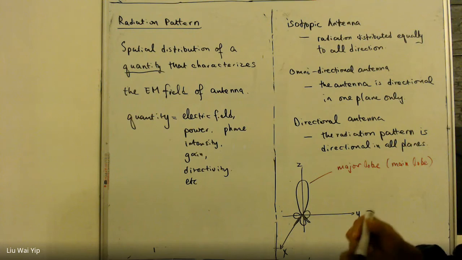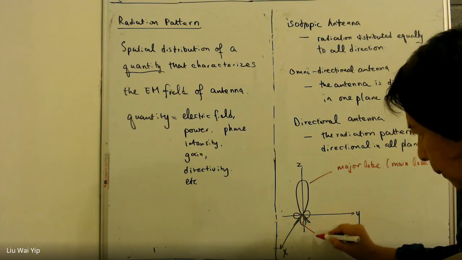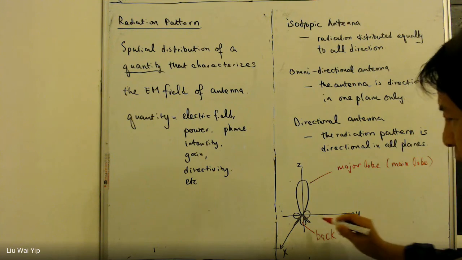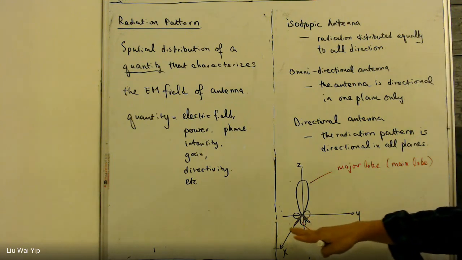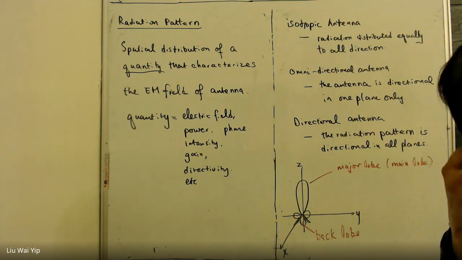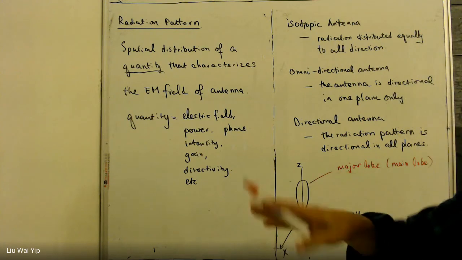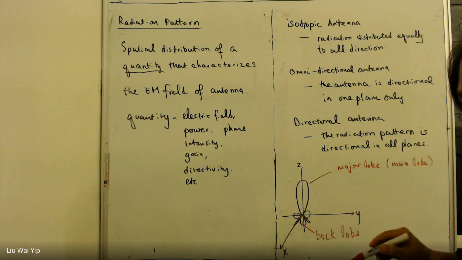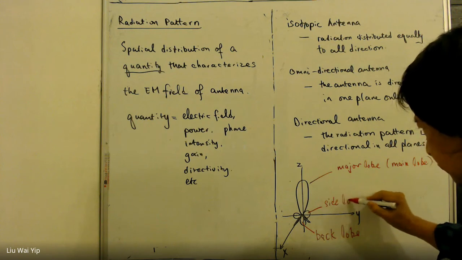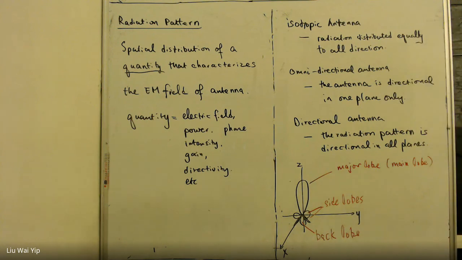Now the lobe that goes to the opposite direction of the main lobe is the so-called back lobe. We don't want this back lobe. Normally, in this situation, you just need a reflector to reflect all the power from the back to the front. And you also have some lobes here on both sides of the antenna. And these are the so-called side lobes. They are all side lobes.